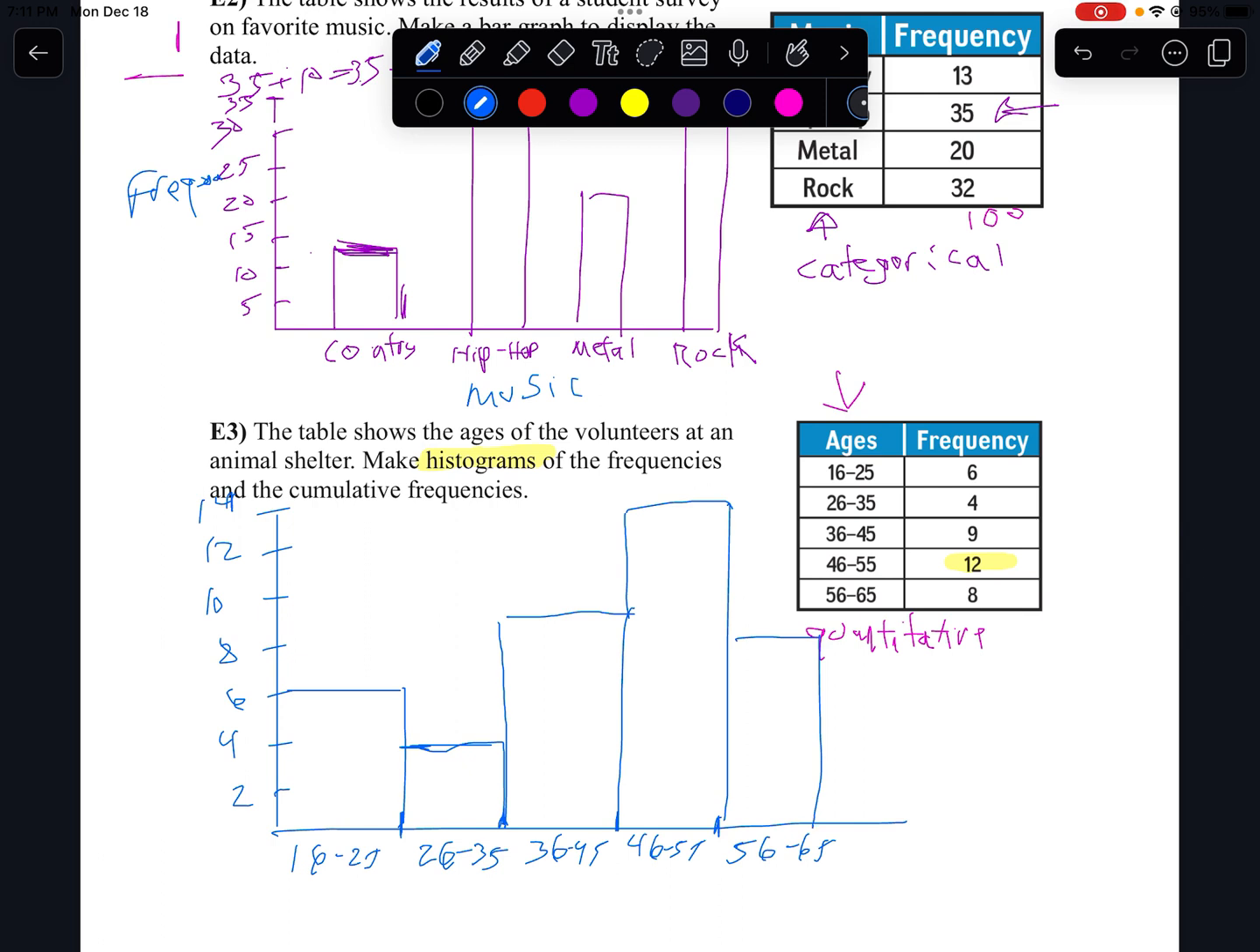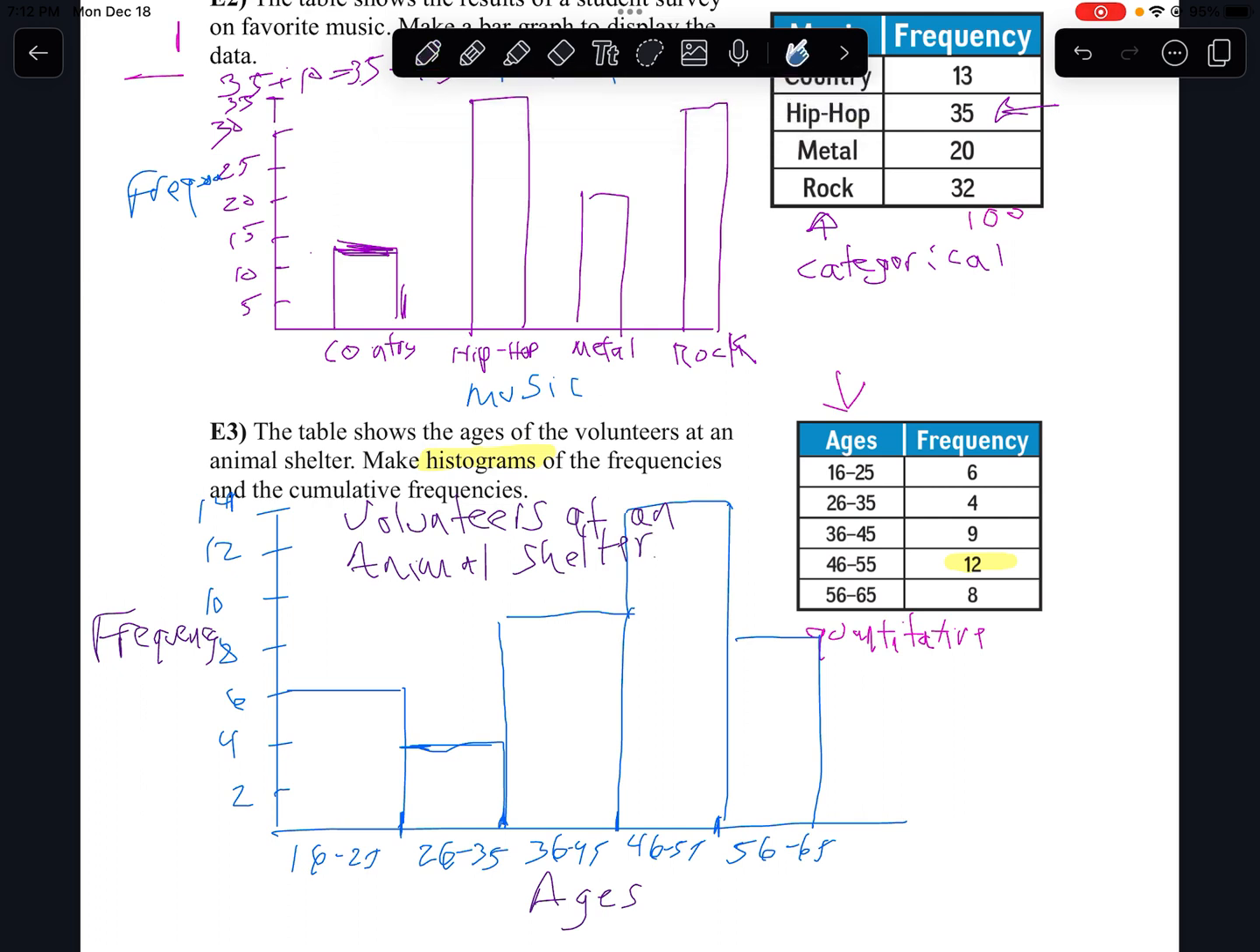Okay, make sure you label your axis. So ages is your independent variable. Frequency is your dependent variable. And we're looking at volunteers at an animal shelter. When you're doing this, if I don't leave enough room on your paper, put your work on your own paper.